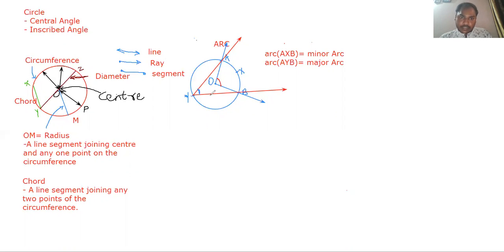And the next one is the central angle. We will mark this one as a central angle, and we will write at this place this one as an inscribed angle. And this is representing the central angle, so we will simply name this as the central angle.